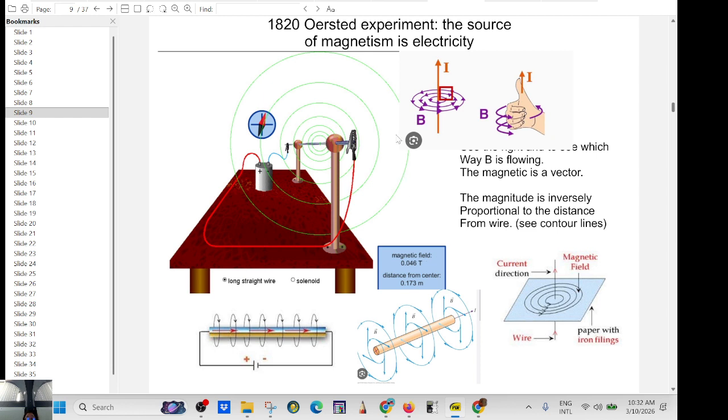After the experiment, if you have a straight wire, that's the first right-hand rule. The current is your thumb, and the magnetic field will curl around.